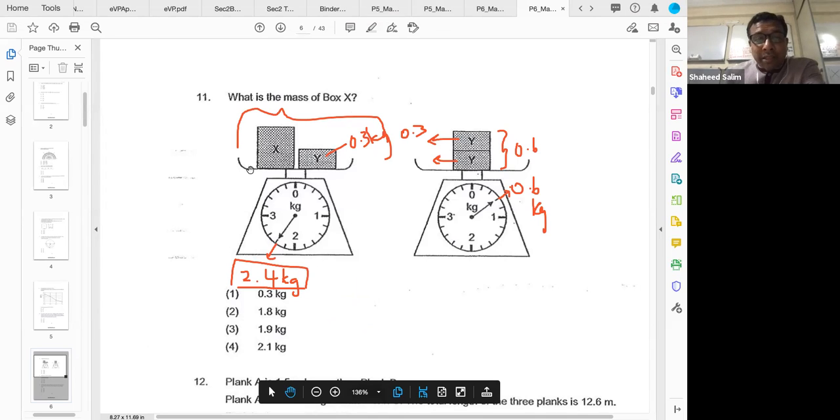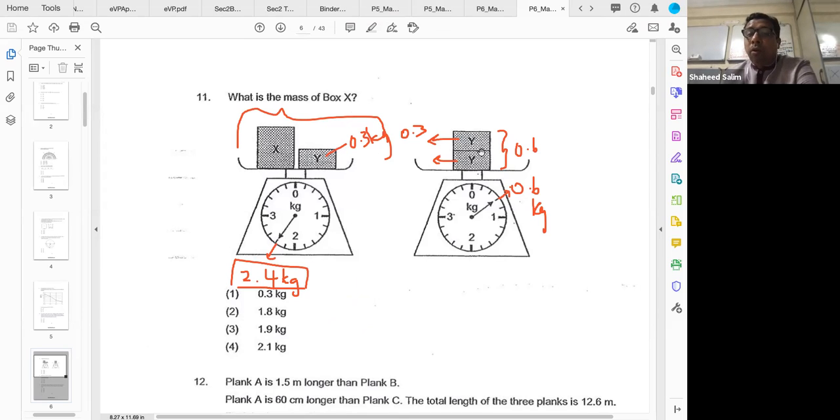Both you must add to get 2.4. This one is 0.3. How will you know? Because both of them together is 0.6. You divide by 2. 6 divided by 2 is 3. 0.3 for one. Down here, 0.3. 0.3 plus what gives you 2.4? Come on, try again. Izzat, what about you?